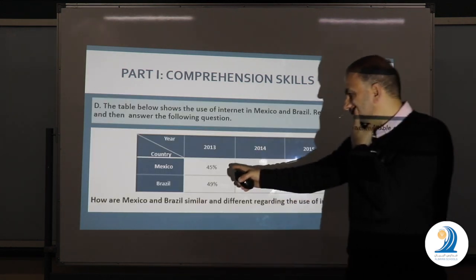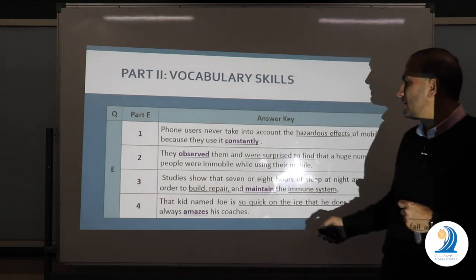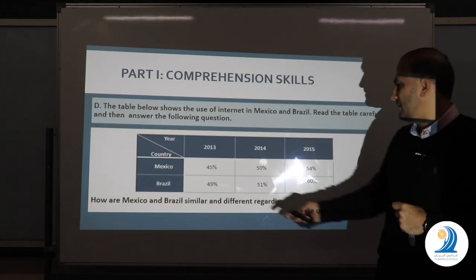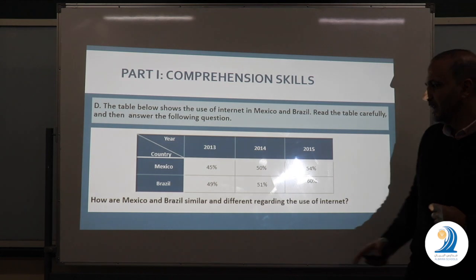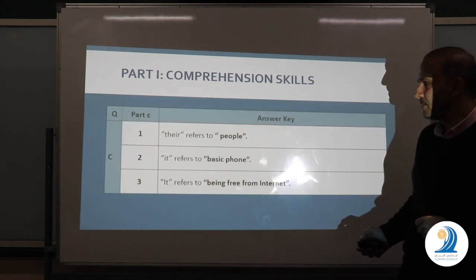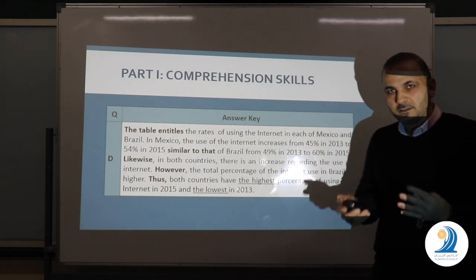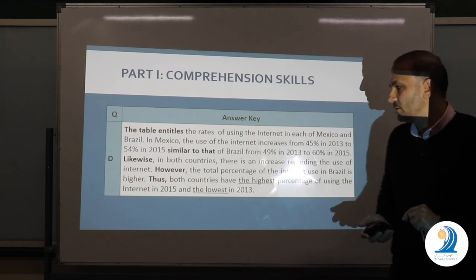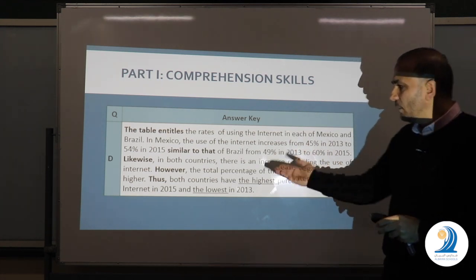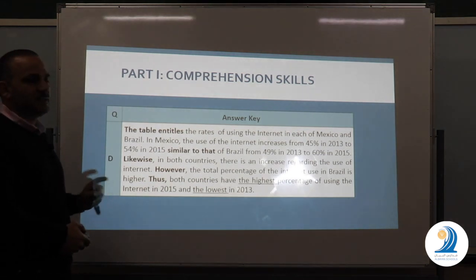So in Mexico, 45 to 54. But here I said, however, the total percentage of the internet use in Brazil is higher, as you see it. Here in Mexico, 45 to 54, but here 49 to 60, that is 11%, but here 9%. So Brazil is higher. All in all, here we have to come to our own concluding sentence. Based on your own logical analysis, you should have a logical conclusion. Thus, both countries have the highest percentage of using the internet in 2015 and the lowest in 2013.